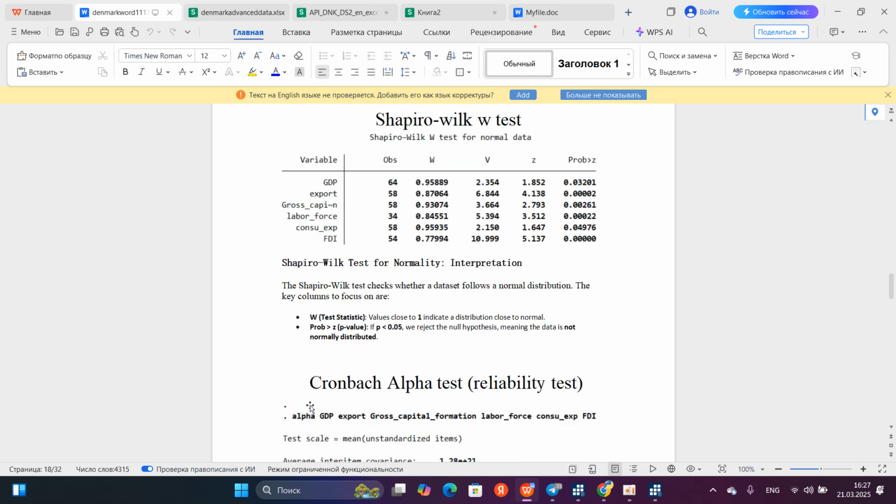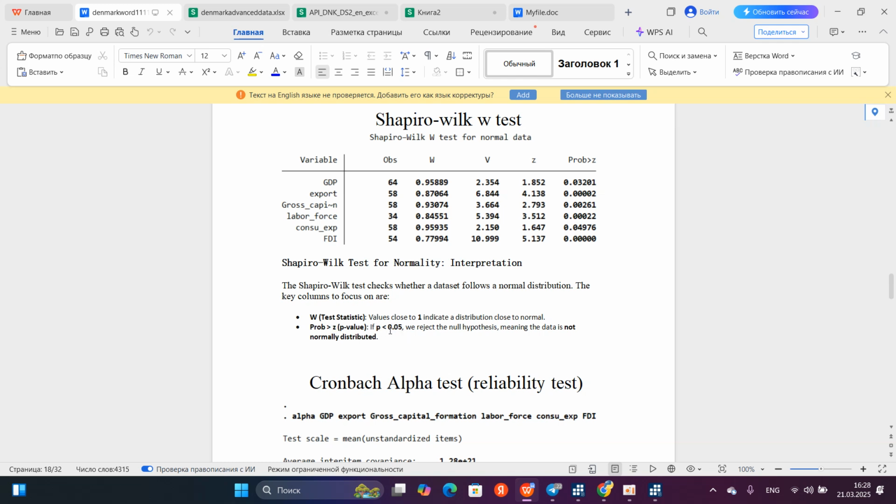Shapiro-Wilk test for normality interpretation. Shapiro-Wilk test checks whether a data set follows a normal distribution. The key columns to focus on are: W, the test statistic. Values close to 1 indicate a distribution close to normal. GDP has 95% normality, while export has 87, and gross capital formation has 93 normality, and like that. Probability, the p-value.